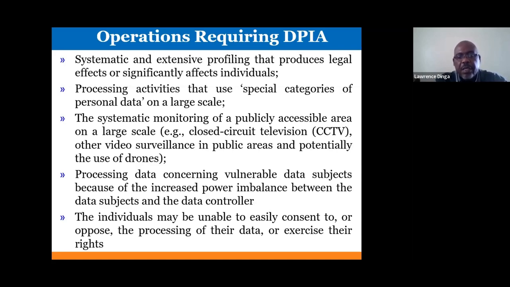You see, there's an imbalance between the data subject, the person who is giving the information, and the person who is collecting that information. So that also requires a DPIA. Now, the individual may be unable to easily consent or oppose the processing of their data or exercise their rights.